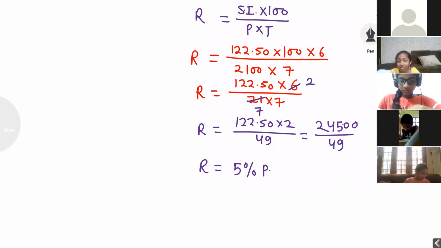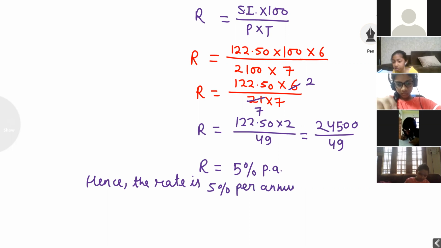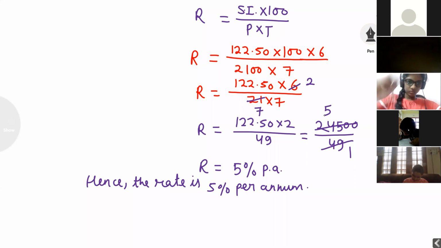We will not write rate PA is equal to, no, rate is equal to 5% per annum. Hence, the rate is 5% per annum.